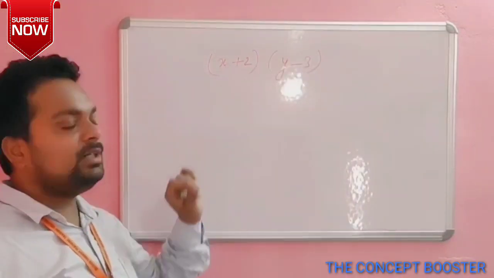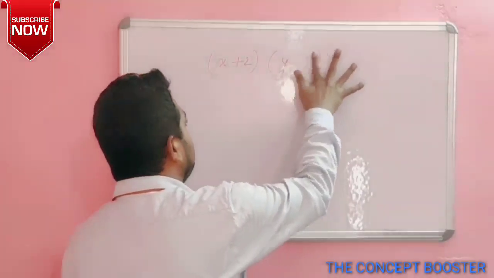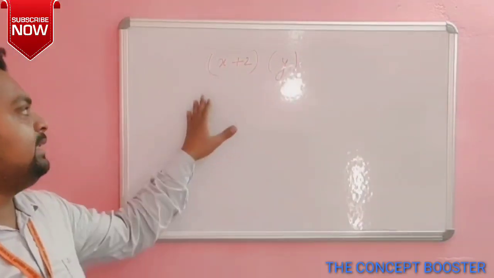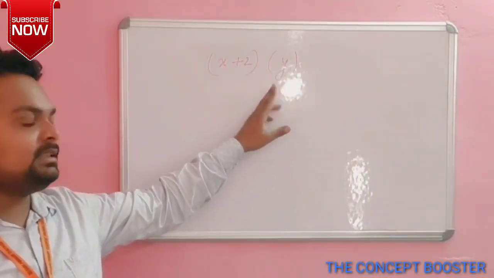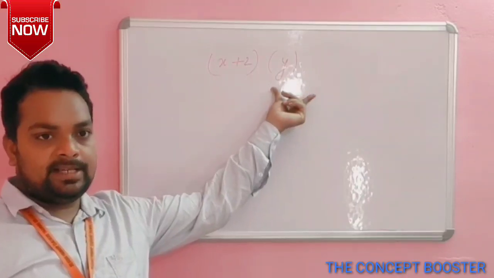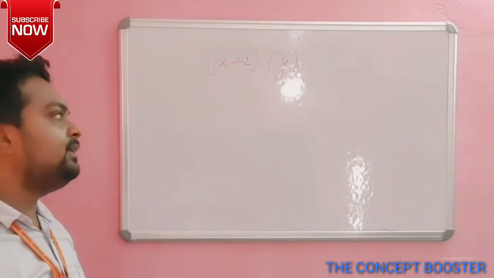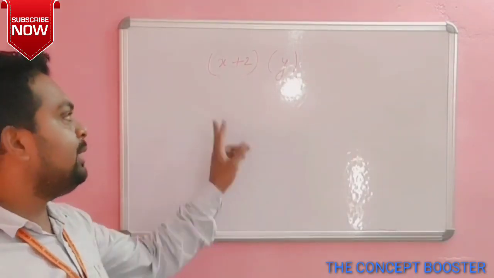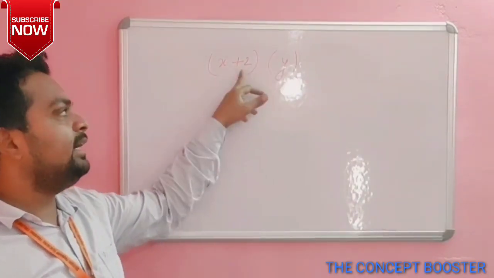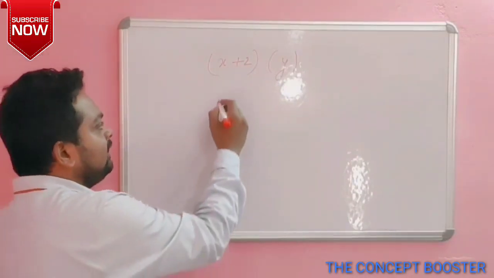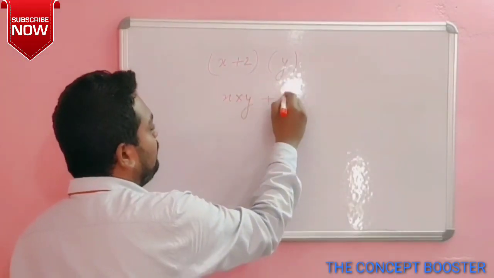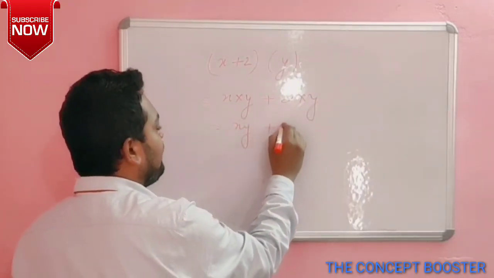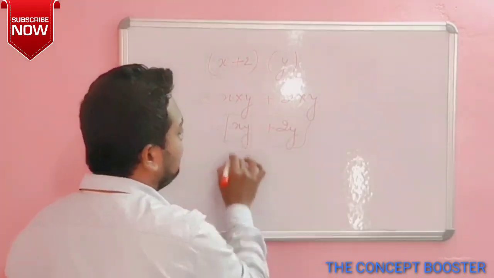This is somewhat different. For simplicity, just take this y only. So if it is written (x + 2) into y, how can you do this? You have to take each term and multiply it individually. Like x will be multiplied with y, and if it is a plus sign, then you have to put a plus sign in between, and then again you have to multiply 2 with the y. Like x into y plus 2 into y. Like it is xy and 2y. So this will be your answer.